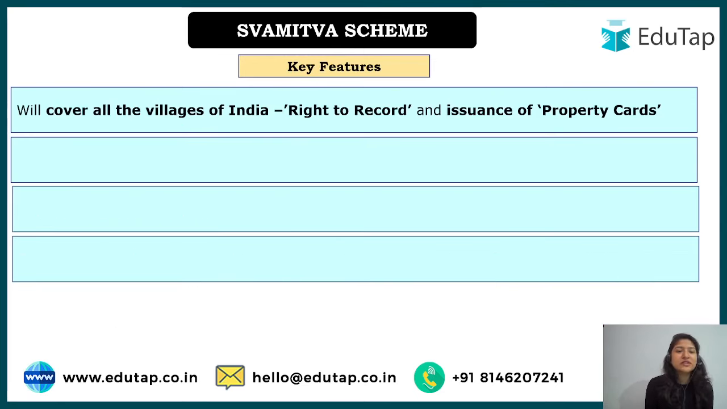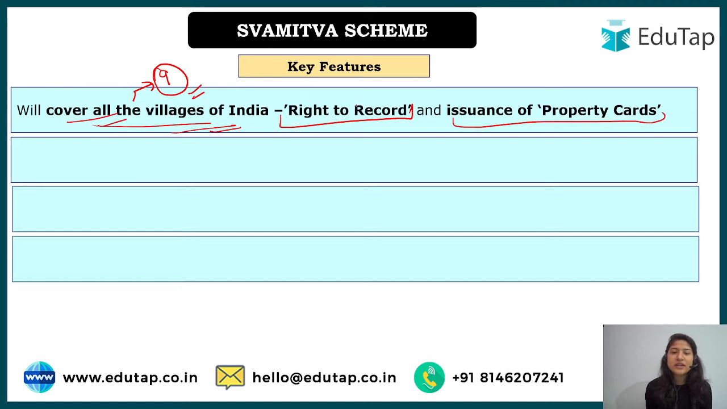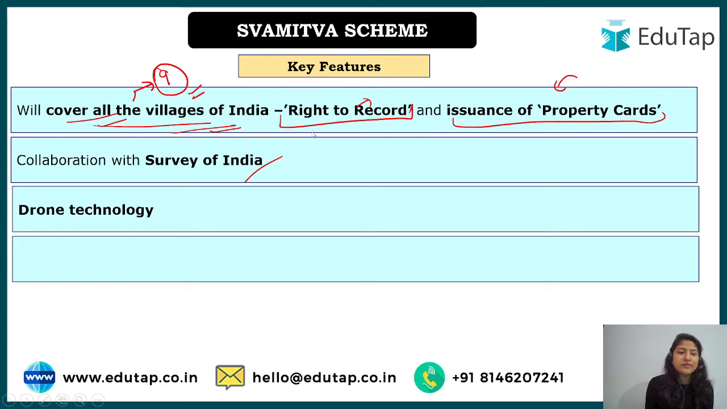Coming to the key features, the first one is to cover all the villages of India. Although when this scheme was launched, it was for 9 states only. But the ultimate aim is to cover all the villages in India, to have the right to record and issuance of property cards. Right to record what? Your property, your land, and then issuing property cards for that. Okay, collaboration with Survey of India, which we have understood will be the technology partner.